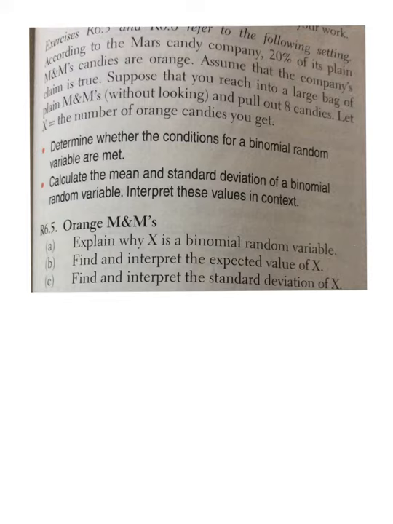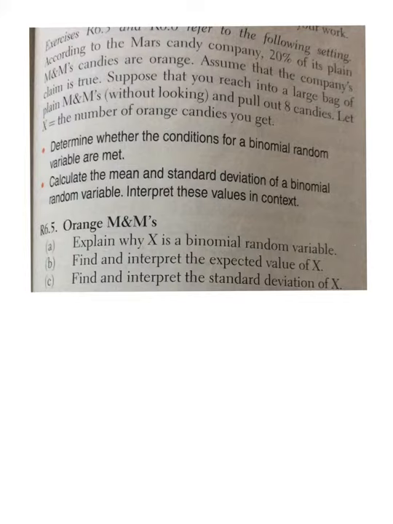Okay, here's the situation. M&Ms, they say that 20% of the plain M&Ms are orange. Now, we're going to take a large bag of plain M&Ms and pull out 8 candies and let X equal the number of orange candies you get. There you go. So, what do we do for letter A? Explain why X is a binomial random variable.